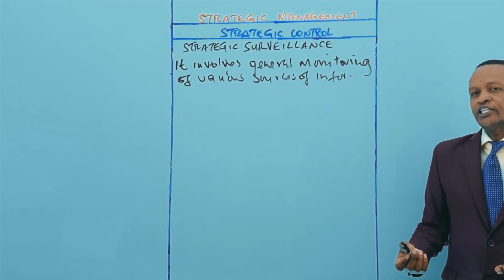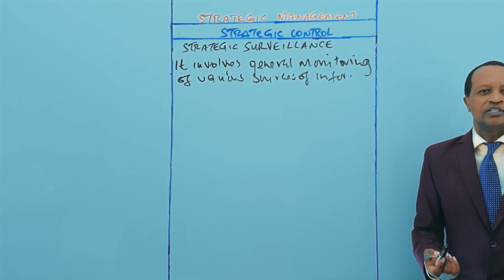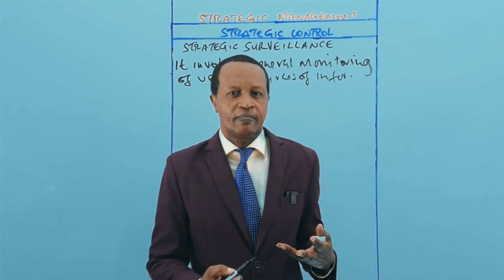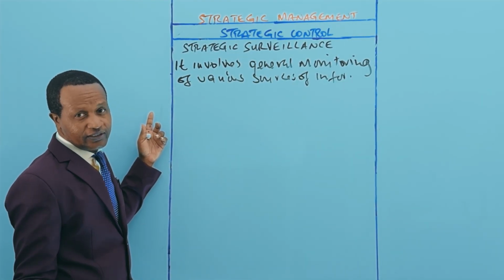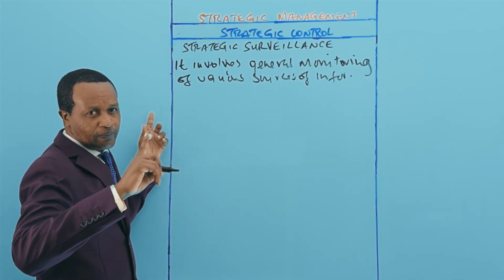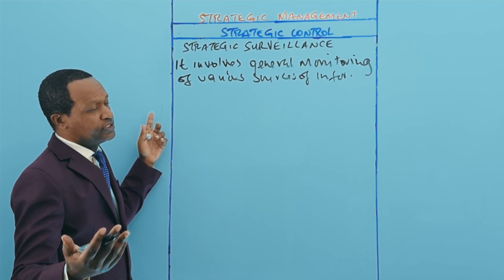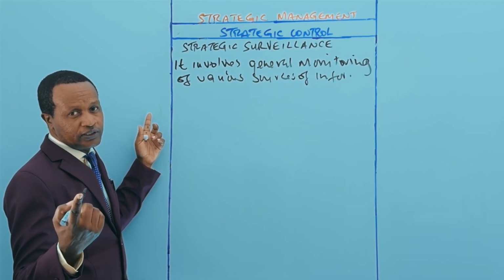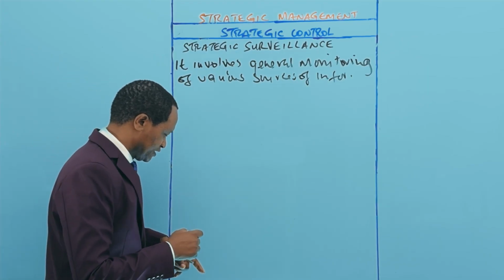The idea here is to identify unanticipated information that may have a bearing on the organization's strategy. And this surveillance is less structured and more exploratory compared to the normal management control. You understand?